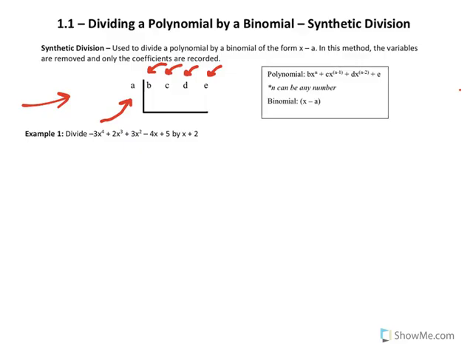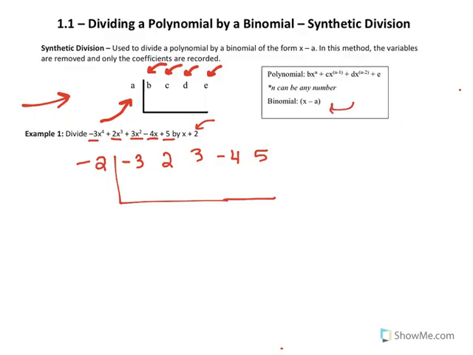Just like with before, if there's a space, a gap, you need to fill in with a placeholder. So we have -3, 2, 3, -4, and 5. And we don't have any gaps, so we don't need a placeholder. And we're going to plug in a to be -2, because it's x subtract a. And the first thing that we're going to do is bring this down, so -3.